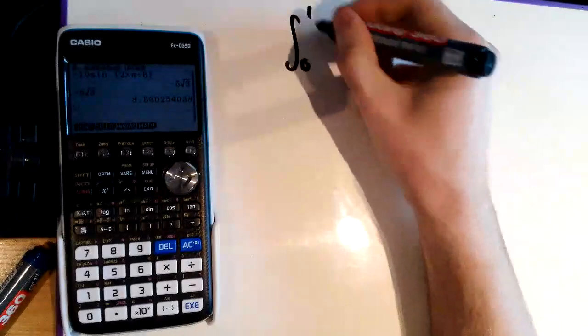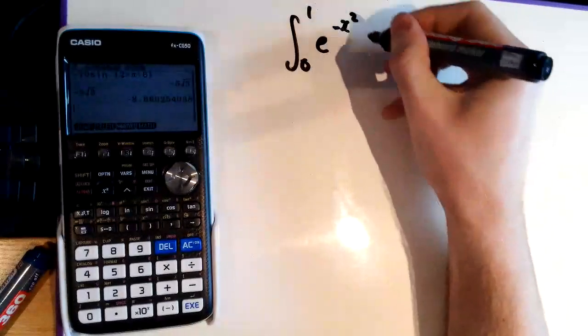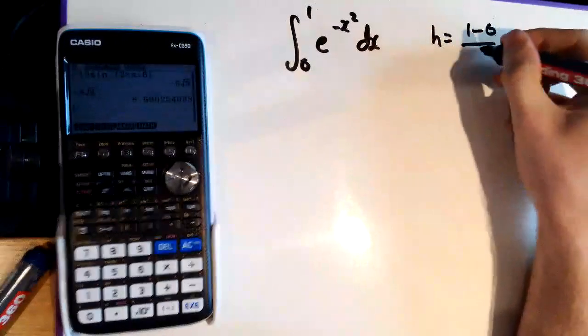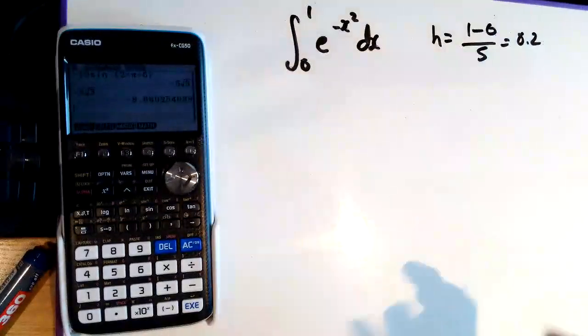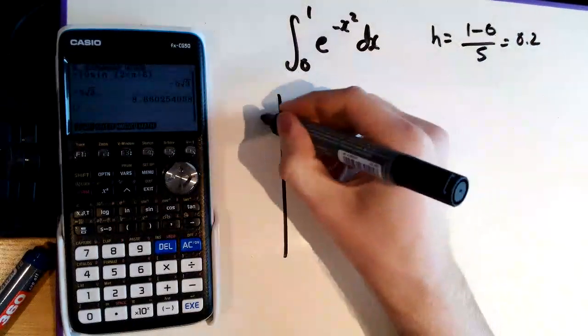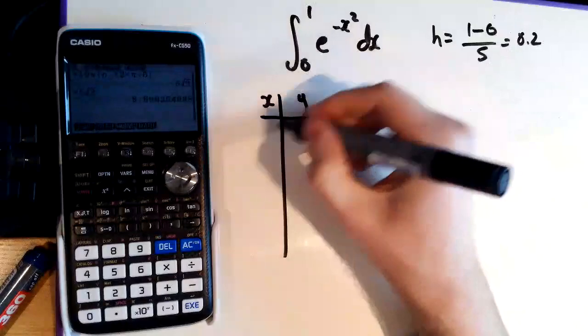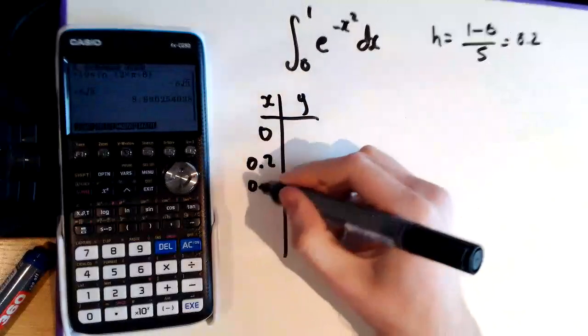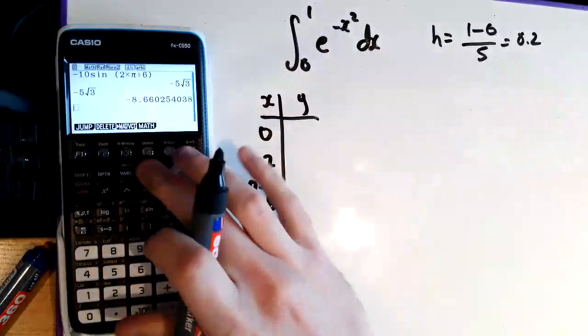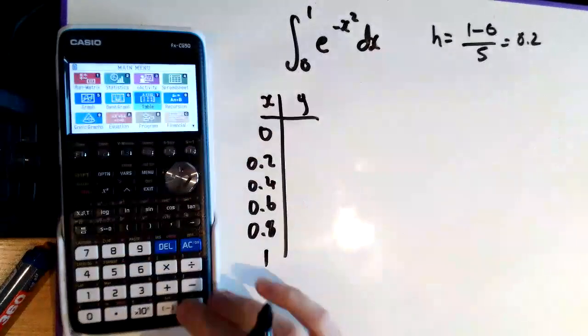So trapezium rule, 5 strips to go from 0 to 1. So straight away work out h. 1 take away 0 over 5. It's 0.2. So I'm going to go up in 0.2s. So 0, 0.2, 0.4, 0.6, 0.8, and 1. You can use the table, remember.